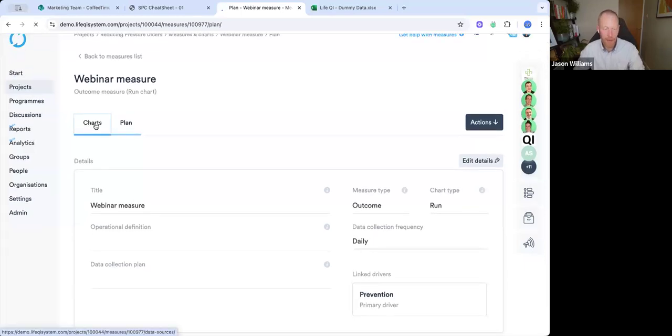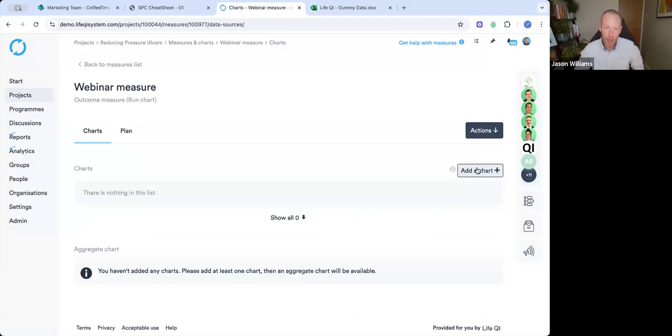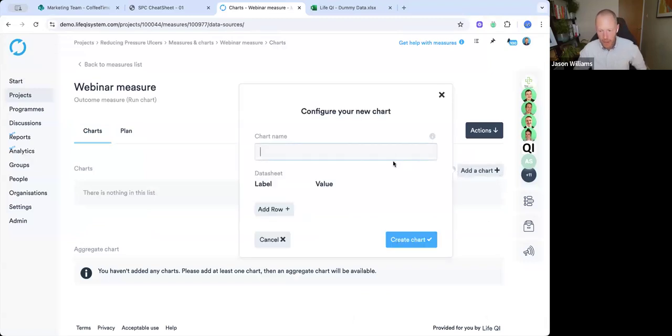Back on the charts tab, I can now walk through adding a chart and adding some data. This separates creating the measure from the chart, because quite often you might have multiple charts. If you're recording the same thing in different locations, you need a chart per location, so it allows you to create that. And because of that, you can give each one a name. I'm just going to call this one chart 1, but if you're recording on a particular clinic, it might be, you know, clinic 1, for example, so you can separate it from clinic 2's data.